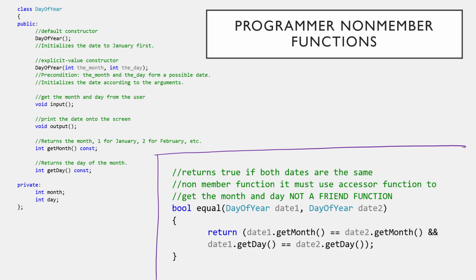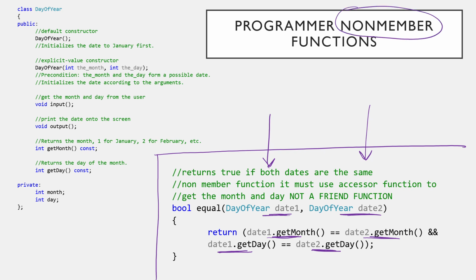So this function takes 2 pass by value objects. So you're going to pass it by value, which means this function is going to make copies when it's called. It's going to have one day of year object and another day of year object, and it's going to compare if those days are equal. It needs to use the accessor functions in order to get the month and compare them, and accessor functions to get the day and compare them. So this is a non-member function. It's not a friend function.